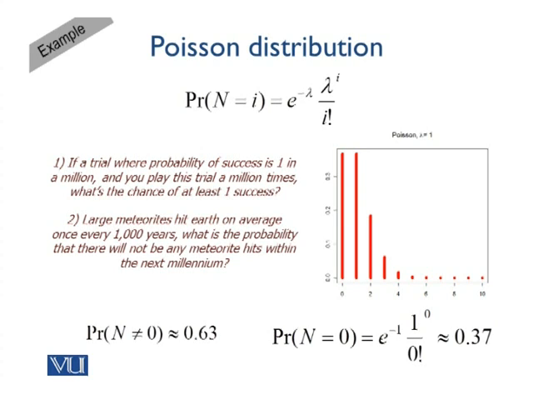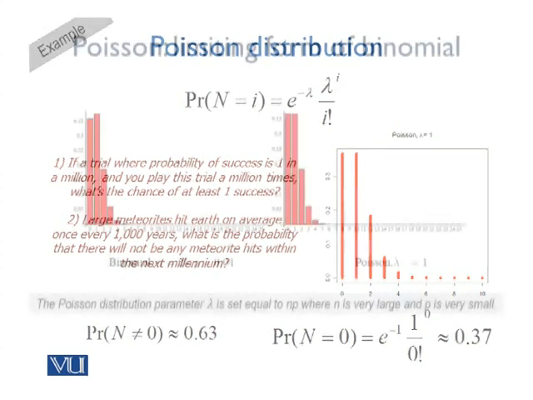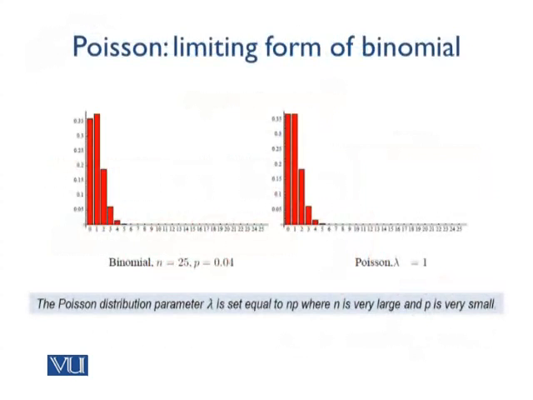Now let us generalize to the cases where you have different rates. You can imagine the Poisson distribution to be the limiting form of the binomial distribution, in which the value of n is very large and the value of probability p is very small. Then you can use the product of n and p to calculate lambda.